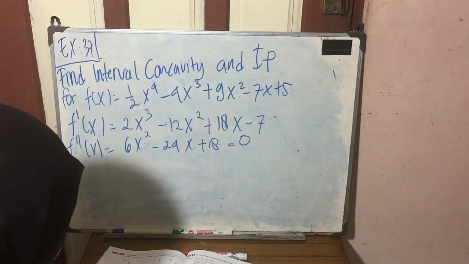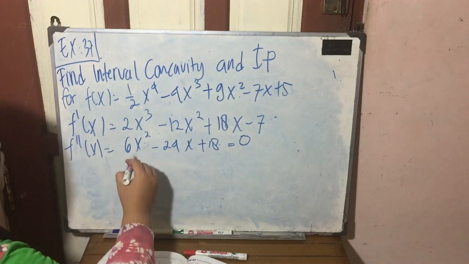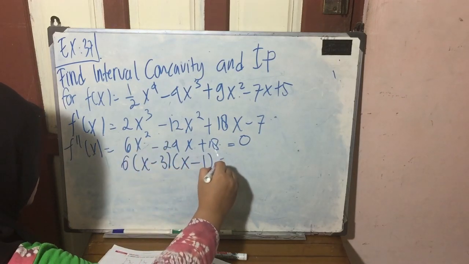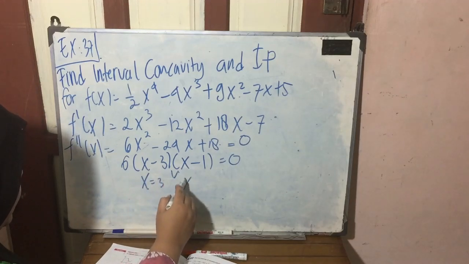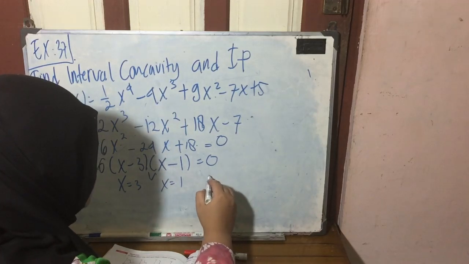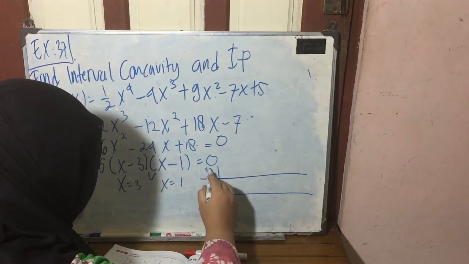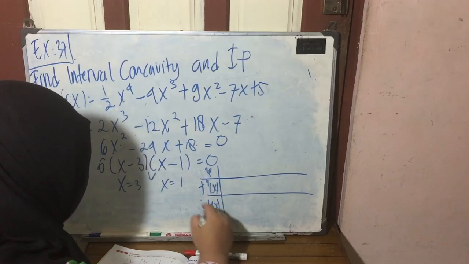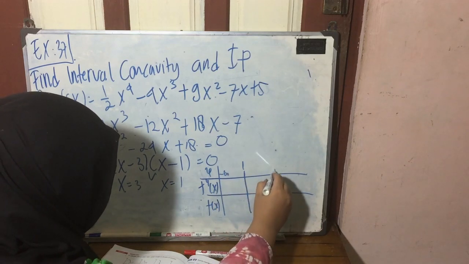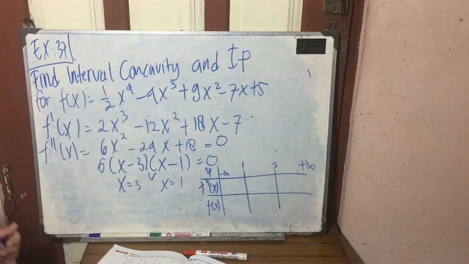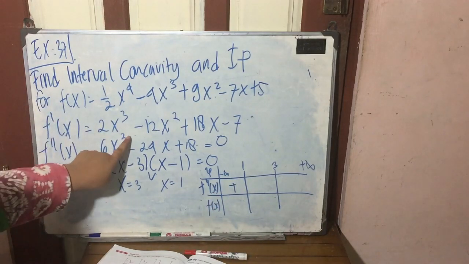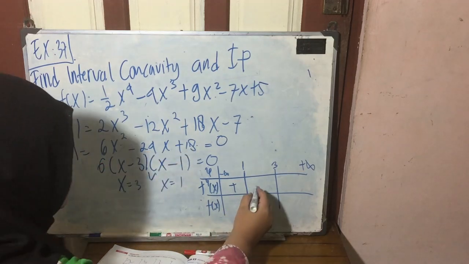Okay, everyone? After this, you factorize, and we will get x equals 3 or x equals 1. And then we make the sign chart with x, the second derivative, and f(x). Here we have 1 and 3, with minus infinity and positive infinity. Let's take 0, which gives plus. Then take 2: 2 squared is 4, 24 minus is minus, so the sign is negative.